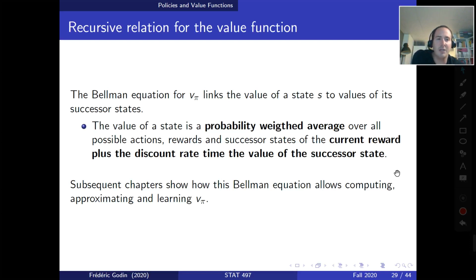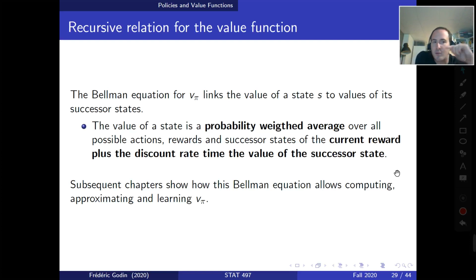In a nutshell, the value of a state is the expected value of the reward you receive at the next time step plus the discount factor times your expected value of the next state. So if your next states have a high value, then the value of your current state should also be high. If you're likely to fall in states where you have very high value in the next step, it means that right now you're in a good position, and your value should also be high right now.